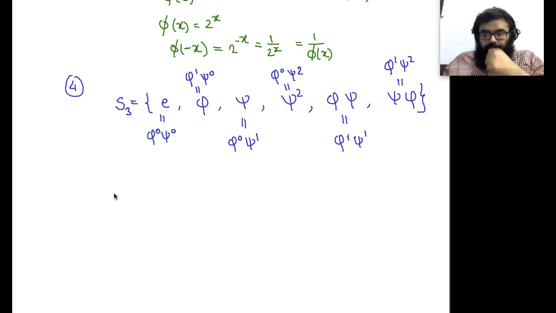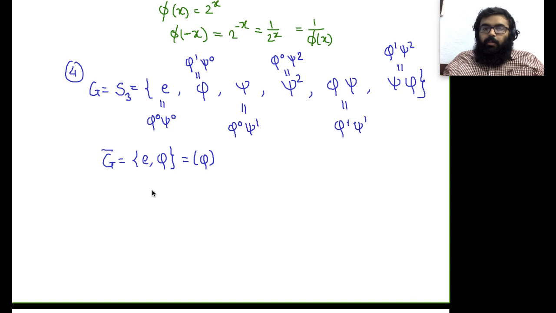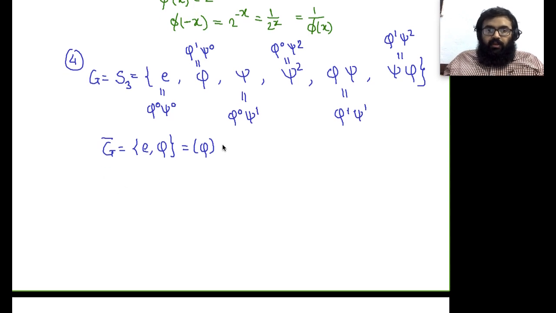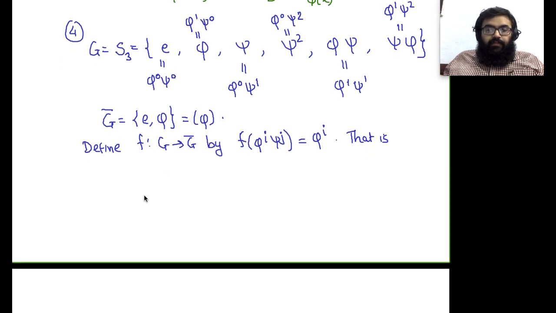Now we define a map. Take G equals S3 and G bar equals e, phi, which is the cyclic group of order 2 generated by phi, where phi square is the identity. Now define f from G to G bar as follows: any element of G can be written as phi power i psi power j, and we ignore whatever psi power is there, so we write this as phi power i. Then we have to verify that f is defined like this.